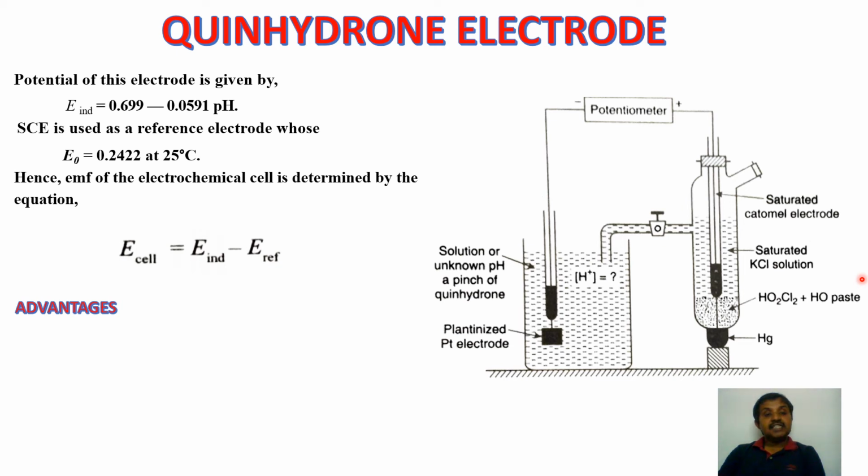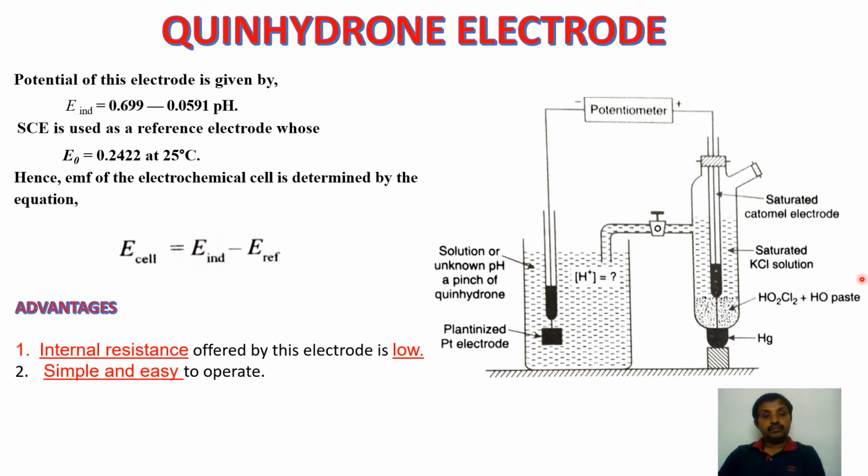Now let us discuss the advantages of the quinhydrone electrode. The internal resistance offered by this electrode is very low. It is simple and easy to operate, and gives accurate results.